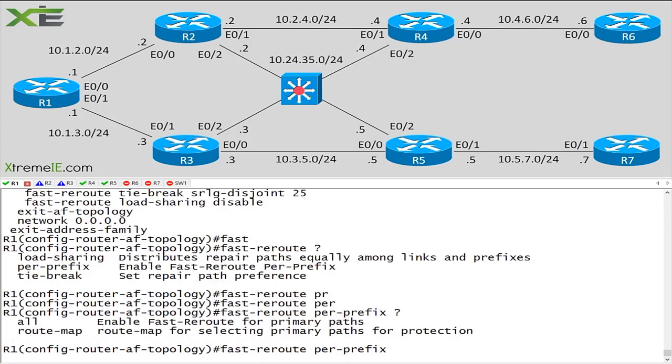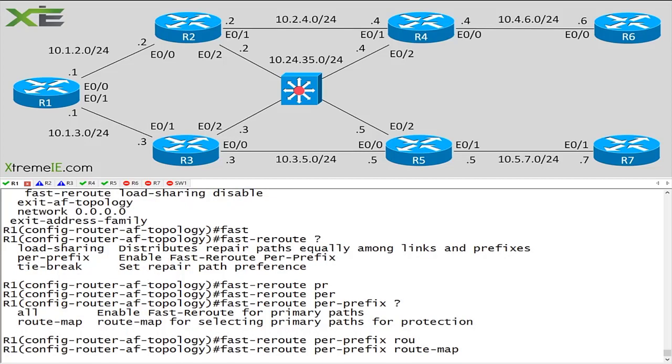Now we can say all, or we can set up a route map pointing to just the prefixes. So if I only want fast reroute turned on for a single prefix, I could say route map and then say FRR, something along those lines. As long as the routes that I'm looking to turn on fast reroute for are in that route map, I'll be able to use it. But for now, I'm just going to say all.